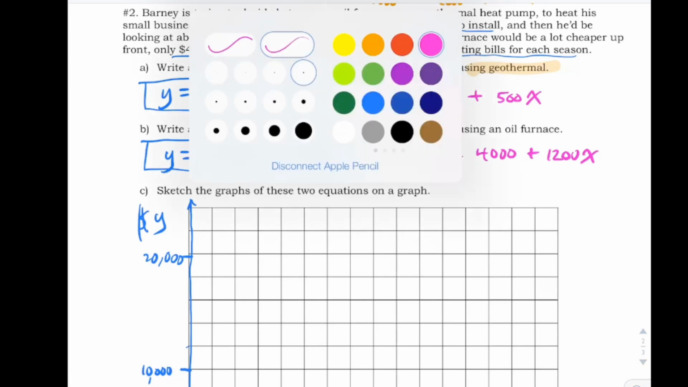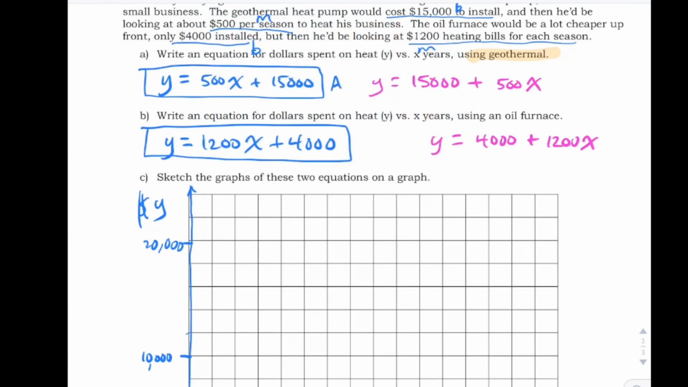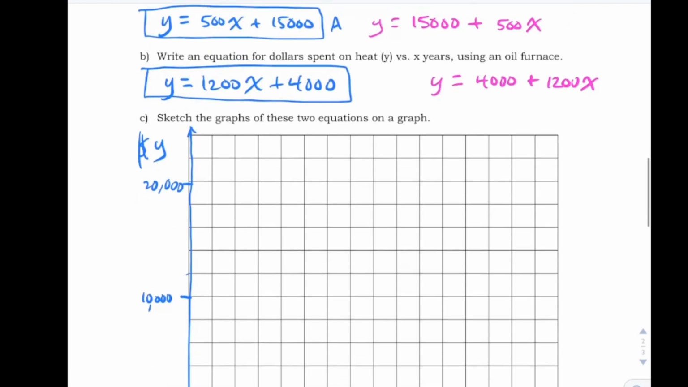What do you say we graph the things? So call this equation A, I guess: 500x plus 15,000. So we're starting at a y-intercept of 15,000. Holy cow, that's here. That's where we start. Now our slope isn't so bad though. It's only $500 per season, which means one season you're only up 500. After another season, you're up 1,000. After another season, another 500, another 500, another 500. Wow. So you're going up something like this.